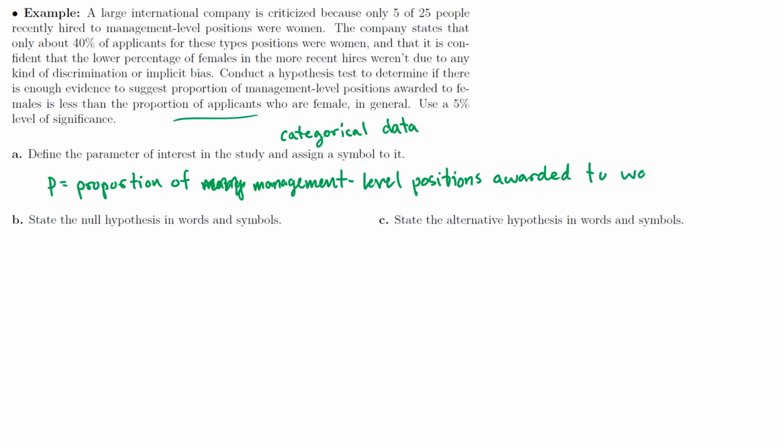All right, and it's important to understand what we're talking about here. This is just the proportion of management level positions awarded to women generally, right? This is a large international corporation. There's a lot more management level positions than just the 25 we looked at in the sample. So does this provide evidence that generally there's possible discrimination, implicit bias is what we're looking at. So our null hypothesis, remember some of the phrases that kind of go with the null hypothesis are things like the skeptical position, right?